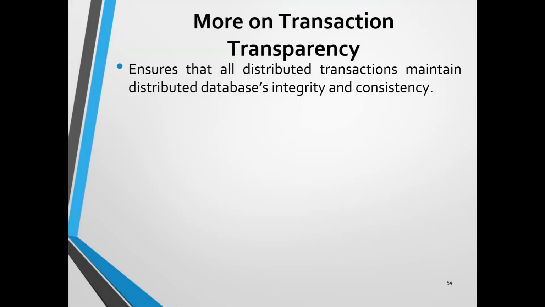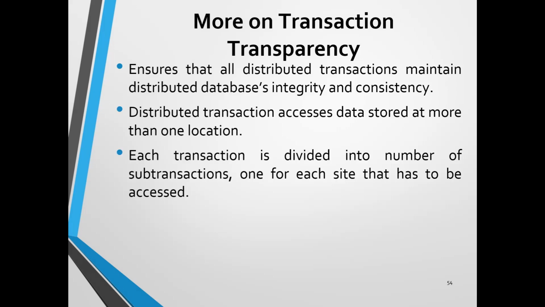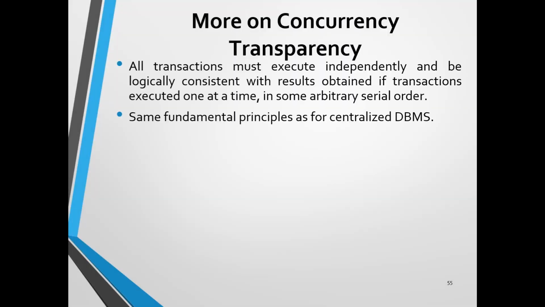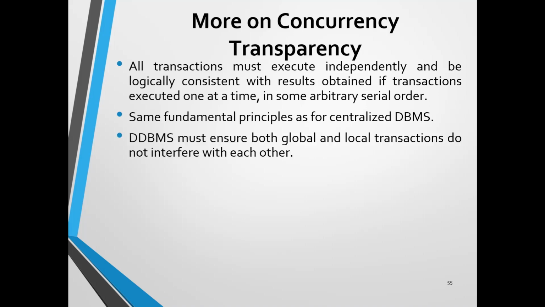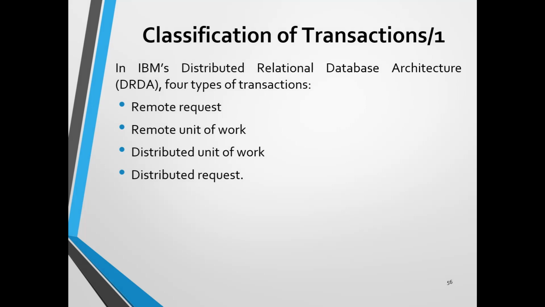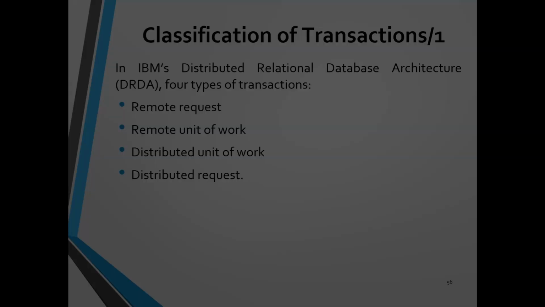Ensure that all distributed transactions maintain distributed database integrity and consistency. A distributed transaction accesses data stored at more than one location. Each transaction is divided into a number of sub-transactions, one for each site to be accessed. All transactions must execute independently and be logically consistent. Same fundamental principles as for a centralized DBMS. The DDBMS must ensure both global and local transactions do not interfere with each other. In IBM's distributed relational database architecture, there are 4 types of transactions: remote request, remote unit of work, distributed unit of work, and distributed request.